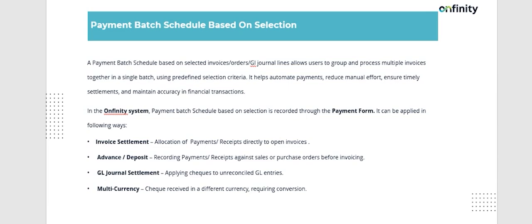Applicable scenarios. The payment batch schedule, based on selection, can be applied to multiple business scenarios, such as invoice settlements, settling multiple invoices together in one payment batch; advance deposits, managing deposits or prepayments collectively; group settlements, grouping general ledger lines for settlement; and multi-currency transactions, handling payments involving different currencies. In this session, we'll begin by learning how to settle invoices in the Onfinity system by selecting multiple invoices and generating a payment batch schedule for them. We'll then explore other business scenarios step by step within the system.